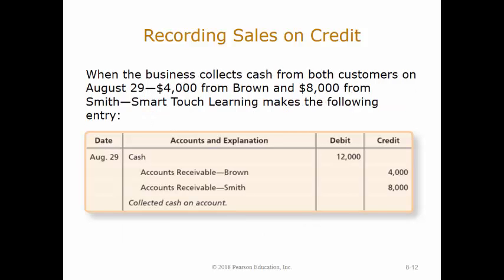When the business collects cash from both customers on August 29th, $4,000 from Brown and $8,000 from Smith, Smart Touch Learning records the payments in a journal entry and posts the entry to the T accounts.